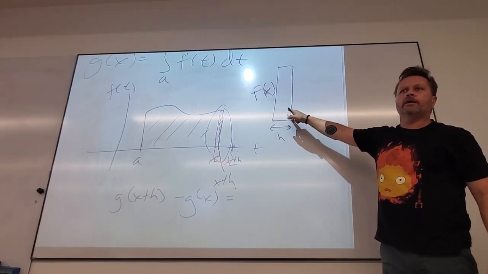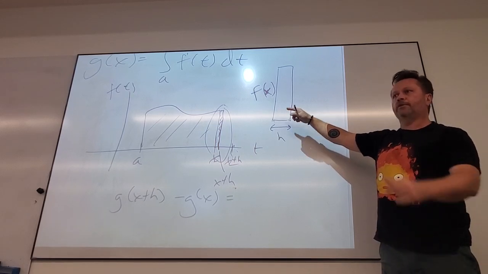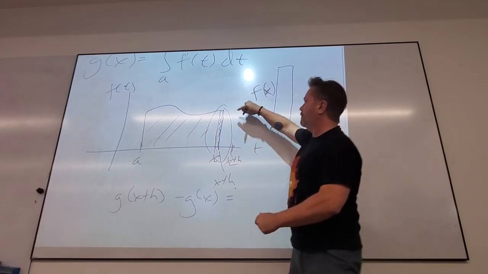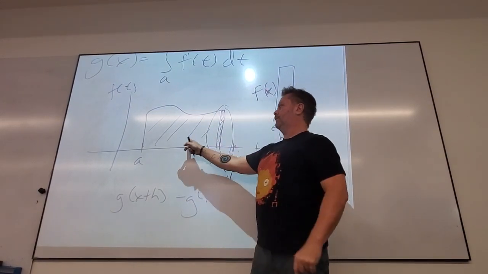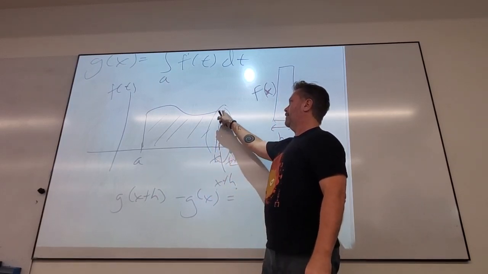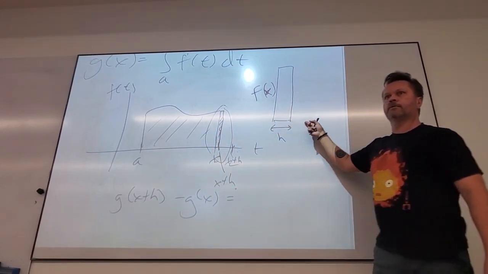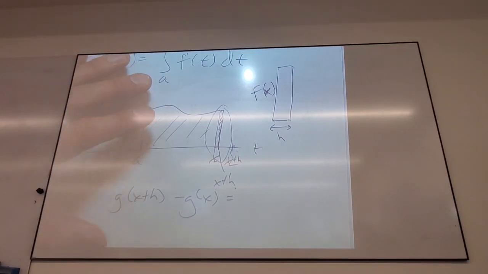What is the area of this sliver? That's f of x times what I've written, times h. I want to know what it is. Do you all agree with me? What do I add to g of x to get g of x plus h? Don't I add this piece? Yes. How big is that piece? h times f of x.